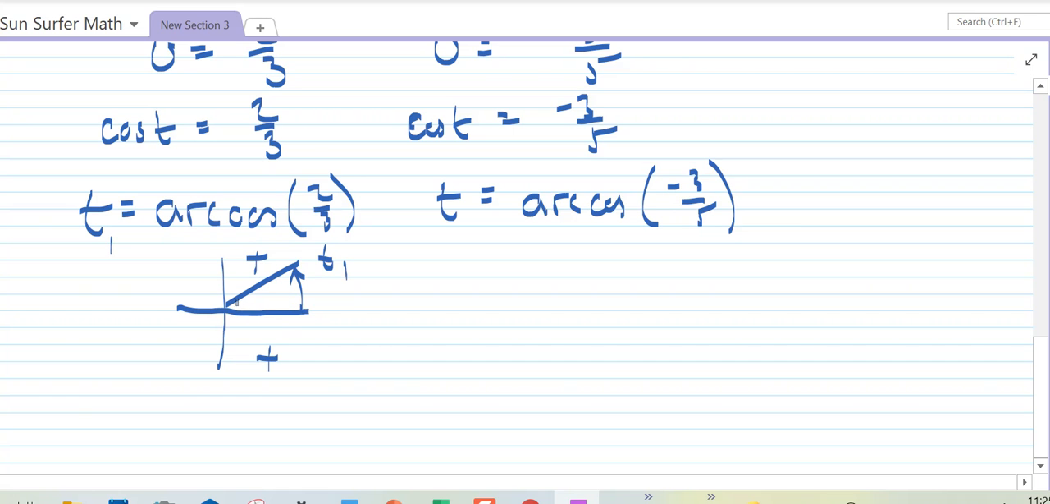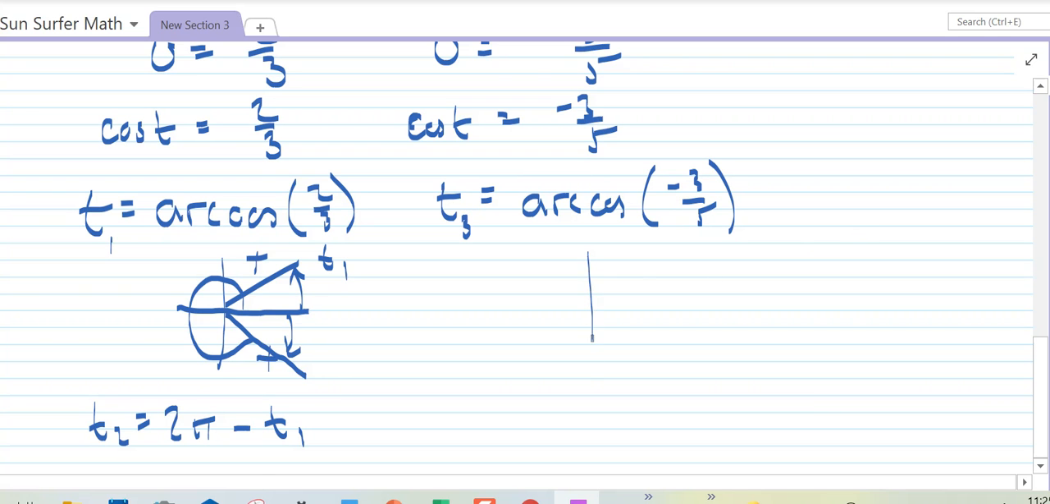The second angle is going to be all the way around here. And it's going to have a reference angle of T1. So that angle is actually going to be, so T2 is actually going to be 2 pi minus whatever T1 is. Then let's call this angle T3.